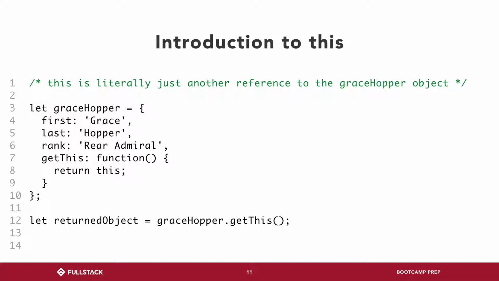But basically, Grace Hopper and returned object are both referring to the same object in memory. So returned object dot first would equal Grace, and Grace Hopper dot first would equal Grace. And if I said gracehopper.first is now equal to full stack, returned object dot first would also equal full stack. That's a lot. It shouldn't come up too much today. That will be tomorrow's lecture. We'll go way more in depth and draw it out on the whiteboard on how that all works.